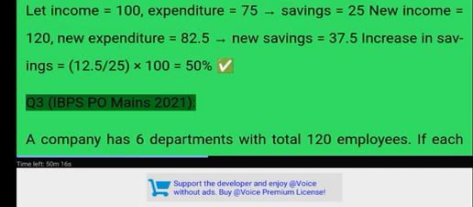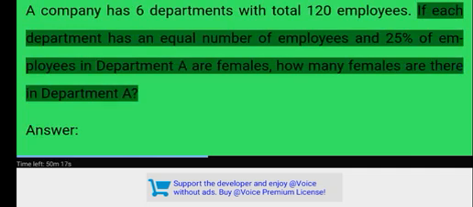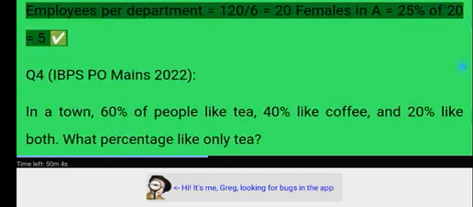Q3, IBPS PO Mains 2021. A company has 6 departments with total 120 employees. If each department has an equal number of employees and 25% of employees in Department A are females, how many females are there in Department A? Answer. Employees per department equals 120 divided by 6 equals 20, and females in A equals 25% of 20 equals 5. Check mark.